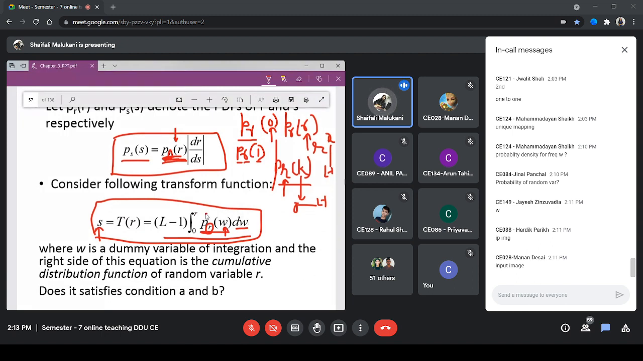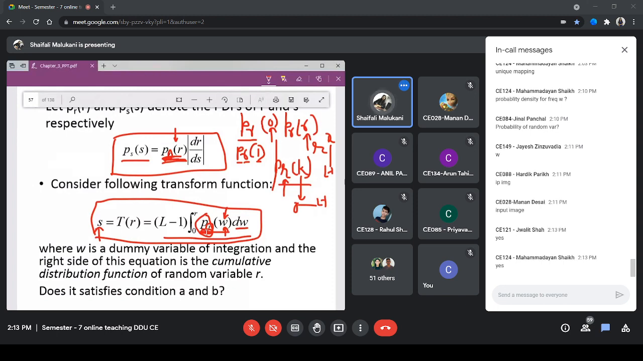But what does this PR indicate? The probability of occurrence of intensity W in input image R. Is it making sense to you now? Okay. Fine. So this is okay.